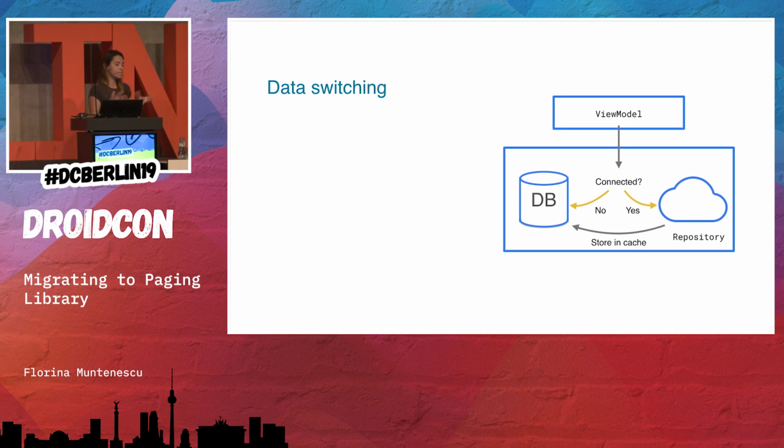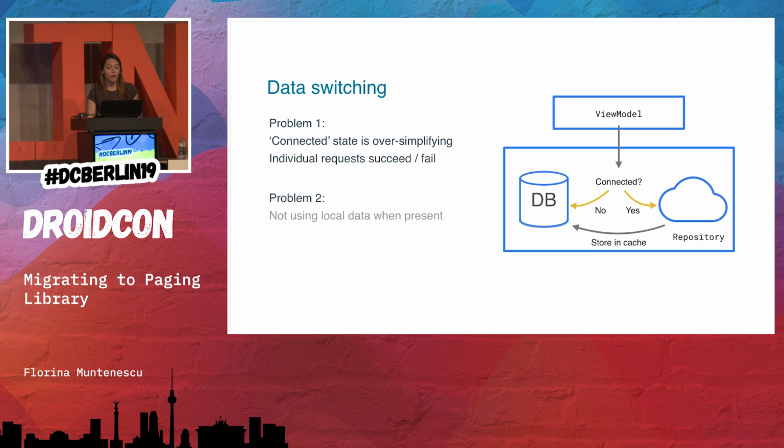But this data switching approach has several problems. The first one is the fact that this connected state is a very big oversimplification of things. What if packets were lost? What if you're requesting data from multiple sources? What do you do in those cases? What if individual requests succeed or fail?